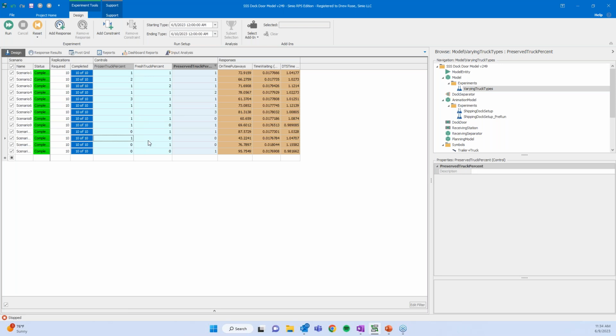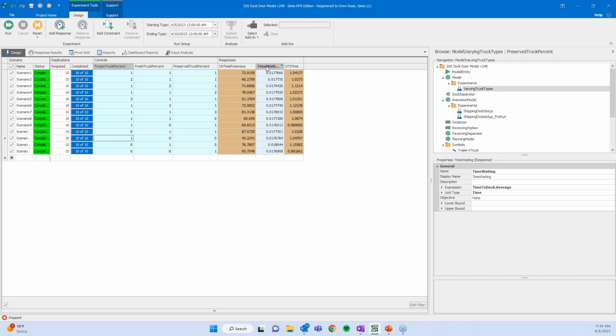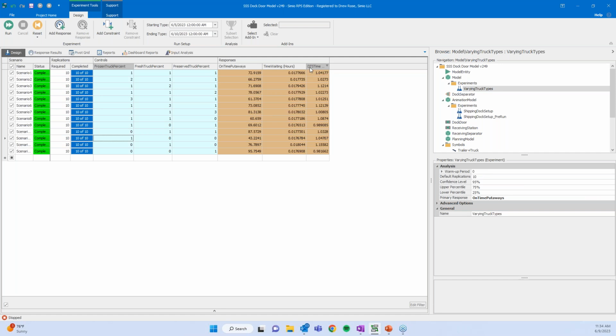And we want to see, based on different concentrations of arrivals, let's say now 50% of our arrivals are frozen trucks, how will that impact our on-time putaways as a percentage? How much time are they waiting to get to the dock? And the average dock to stock time. And so again, we can run through these scenarios, optimistic, pessimistic, and see if we get a large shipment of a particular truck type, are we at risk?